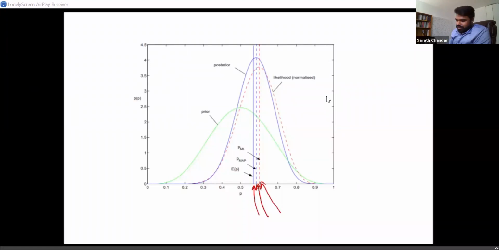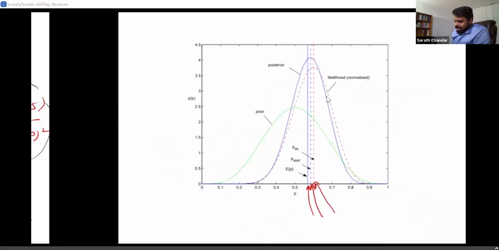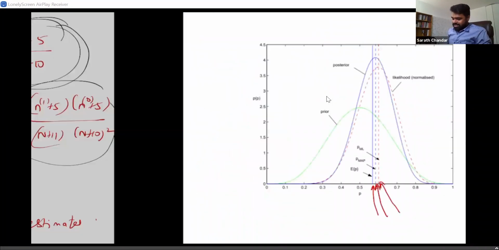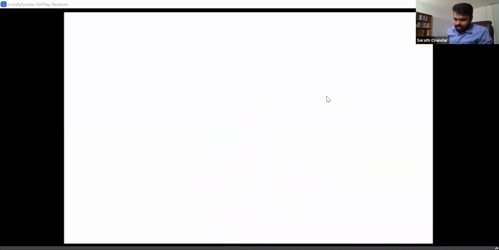So now, the fact that I started with a Bernoulli likelihood and beta prior, and I ended up with a beautiful beta posterior is not a coincidence. I carefully chose the beta distribution so that the posterior has a closed form solution. Now this is well studied in the statistics literature. So this is basically the idea of conjugate distributions.